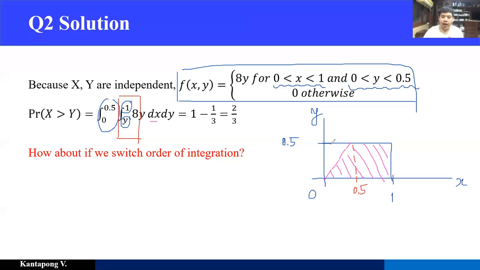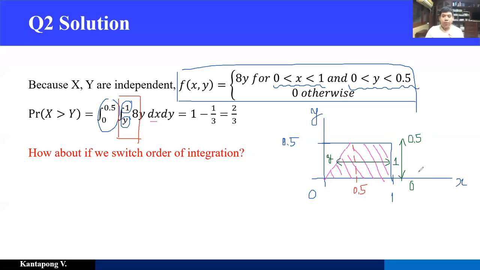So X is between Y and 1 if we are taking this direction, and for Y we take this area throughout this direction from 0 to 0.5. That's how we come up with this order of integration.